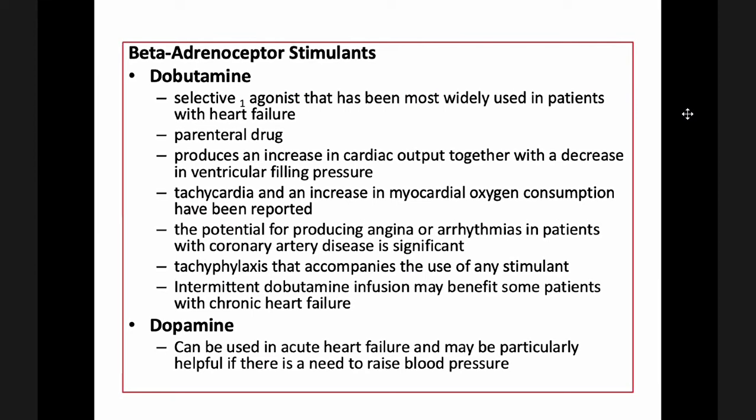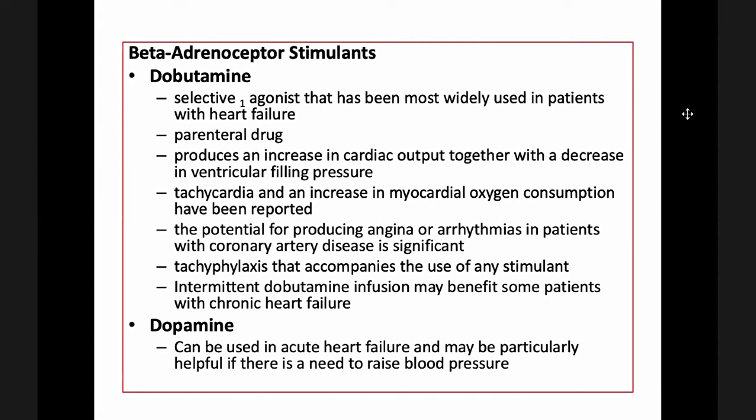So under your beta adrenoceptor stimulants is your dobutamine. So it's a selective beta 1 agonist that has been widely used in patients with heart failure. So it's in a parenteral form, produces also an increase in your cardiac output together with decrease in your ventricular filling pressure. So it may induce tachycardia and increase in myocardial oxygen consumption.